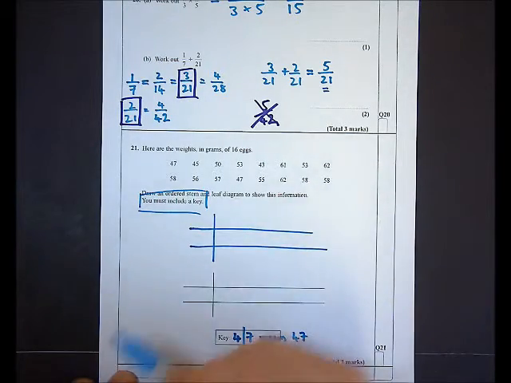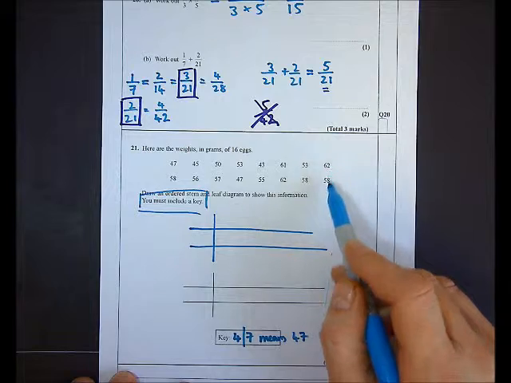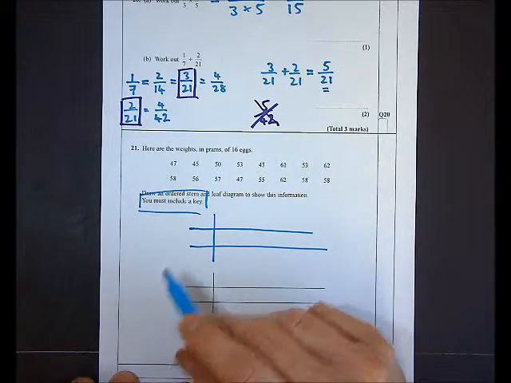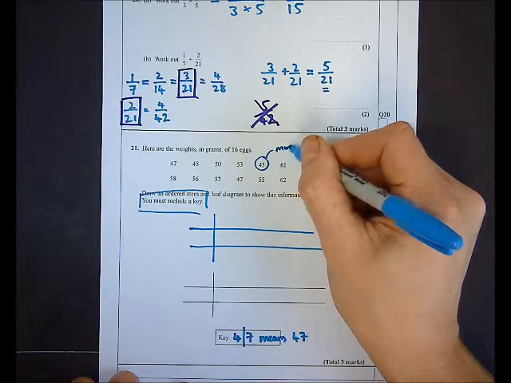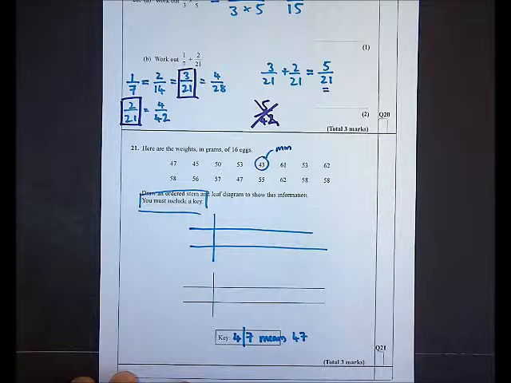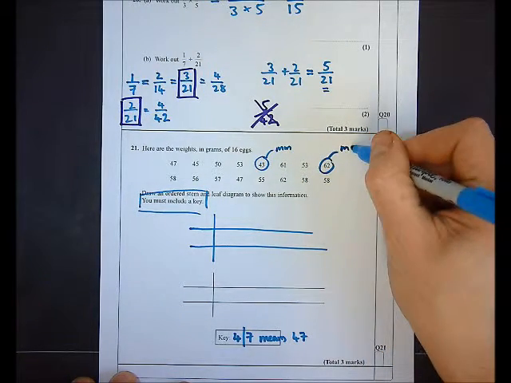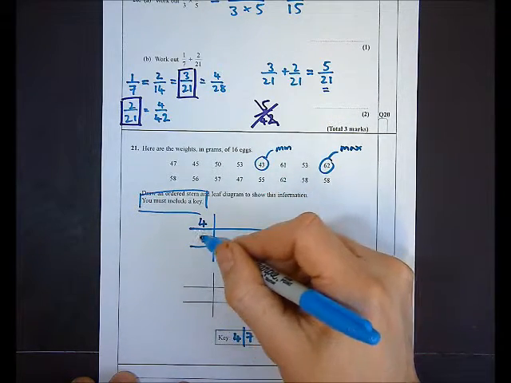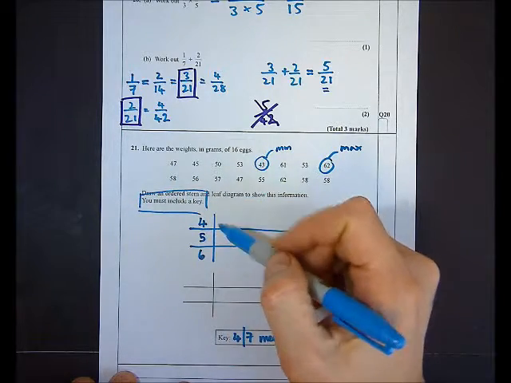I'm looking for the smallest number through here. I've got some in the 40s, some in the 50s, and some in the 60s. So the smallest number must be one of the ones in the 40s, and it looks to me like it's 43 here. That's the minimum number. May not be, but that's what it looks like. Similarly, looking for the maximum number, I can see I've got some in the 60s, so it looks like this is the maximum number. Therefore, the smallest part of my stem will be 4, and the largest part will be 6. Then I'm going to go through adding them on here as I cross them off.